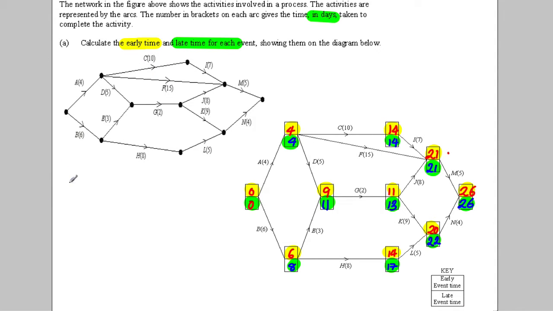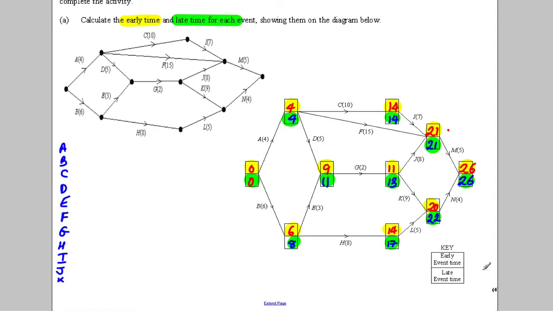So do you know what? I'm just going to list all the activities out. We've got A, B, C, D, E, F, G, H, I, J, K, L, M, and N. And we could work out the float of each. The float of that's 4, take away 0. So the float of that is clearly 0. That's going to be critical.